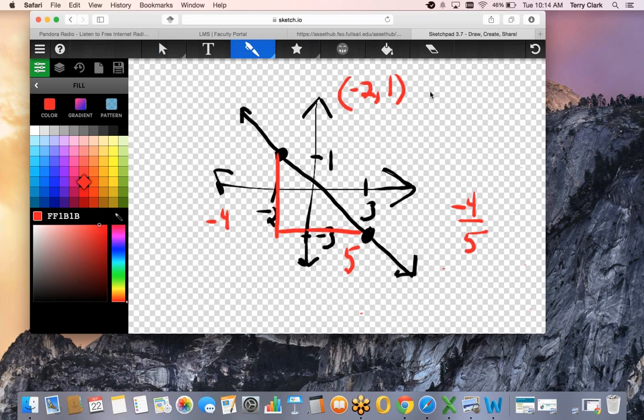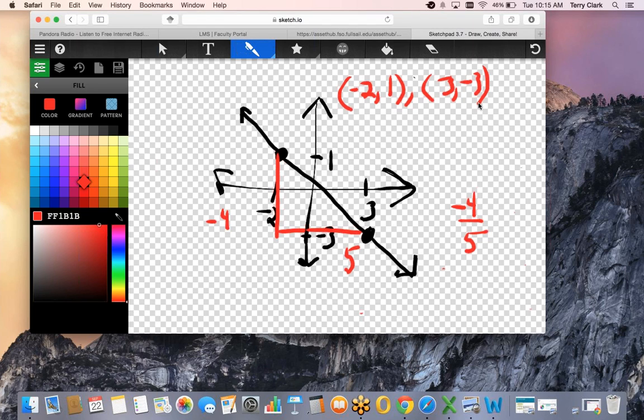And then another ordered pair is 3 and -3. Okay, so you could do that and then you could throw it in the formula.